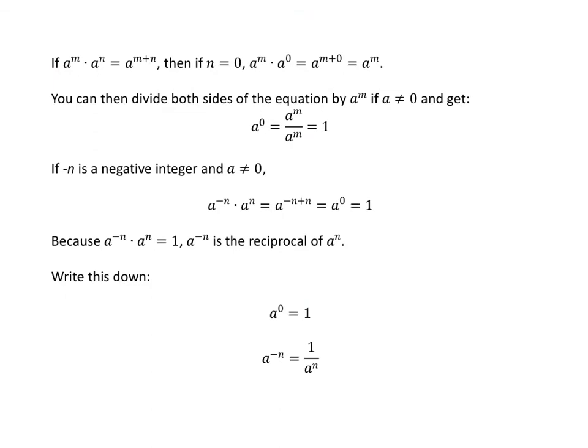So to piggyback on that last problem we did, we're looking here at these rules. If we have a to the m times a to the n, we add our exponents. But if n is equal to 0, what that means is we have a to the m times a to the 0, which is just a to the m. We can divide both sides of the equation by a to the m, and we discover that a to the 0 is equal to 1.